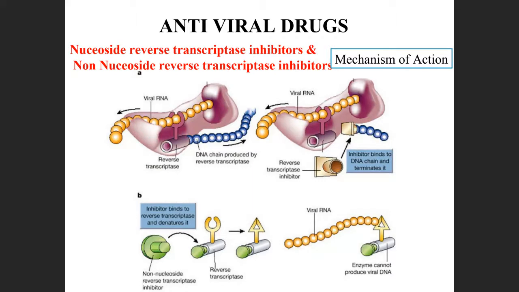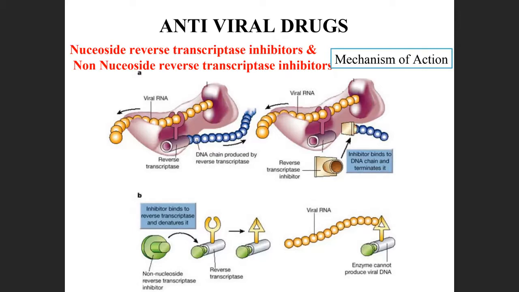Now, what is the mechanism of the reverse transcriptase inhibitor? The nucleoside reverse transcriptase inhibitor is inhibiting the DNA chain and terminating it, and it is not allowing it to come in contact with the reverse transcriptase. So basically this inhibitor binds to the DNA chain and terminates it. That is one of the mechanisms by which the reverse transcriptase inhibitor acts. Which one? The first one, the nucleoside reverse transcriptase inhibitor.